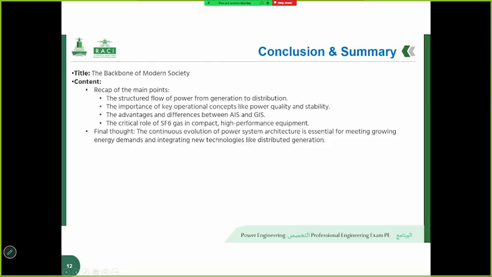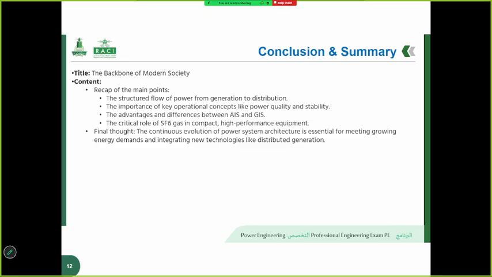So this final slide serves to recap the key takeaways from the presentation and reinforce the central message that the power system is a crucial and constantly evolving piece of our modern world. The recap of the main points is itemized here in this slide.